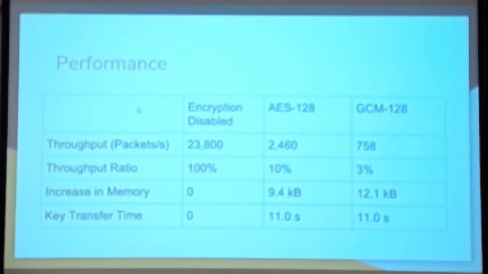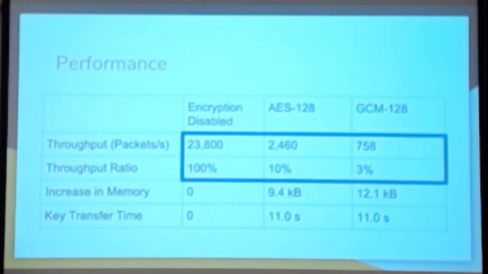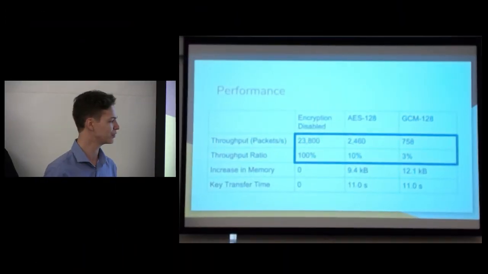And now what's on the projector is just a chart displaying our performance findings and some of the solutions that we explored. There's two main takeaways. The first is that the number of packets that we can transfer over the data path using GCM is significantly slower than not encrypting it at all. In fact, about 31 times slower. You only get about 3% of the output.